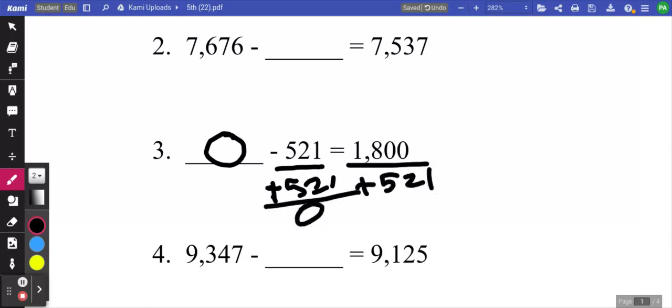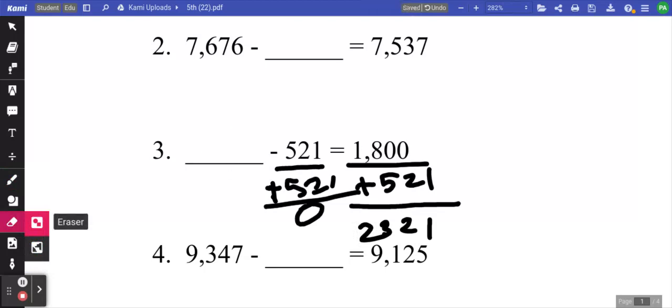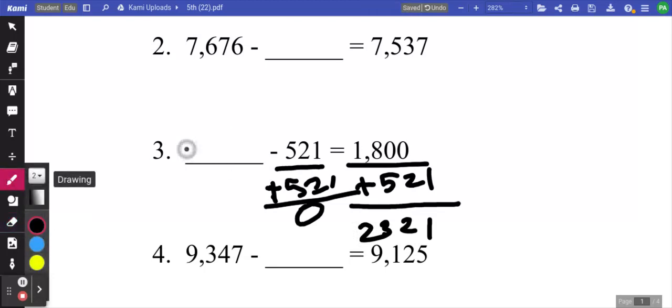Obviously, this becomes 0 because 521 minus 521 is 0. And you're going to add these two, and you get 2,321. And obviously, that's bigger than both those, so you can automatically tell it would work, and you can just check it. You can do 2,321 minus 521, and it should equal 1,800.